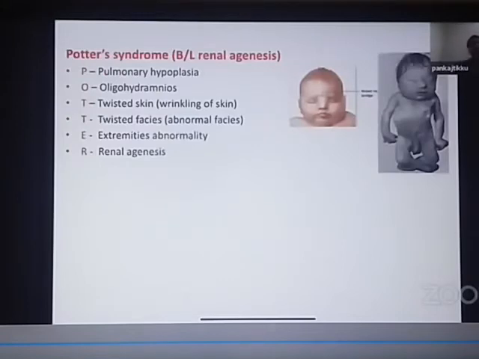Just a word about Potter's syndrome. Now, Potter's syndrome is a syndrome which is associated with bilateral renal agenesis. Please hear first what I am saying, then you can write.